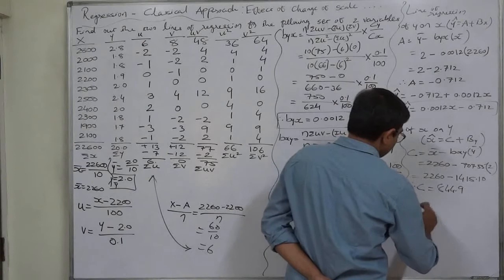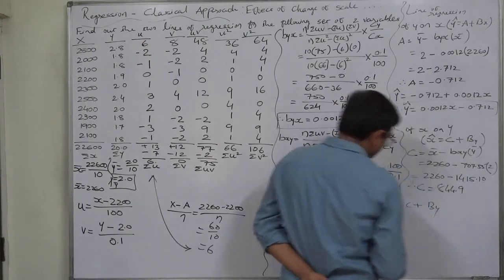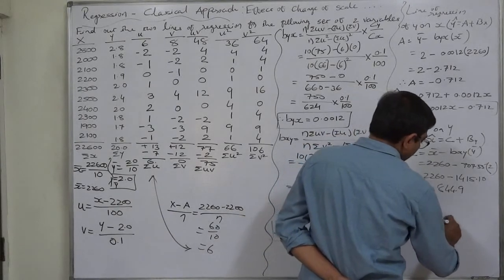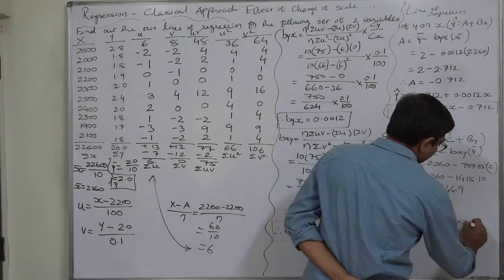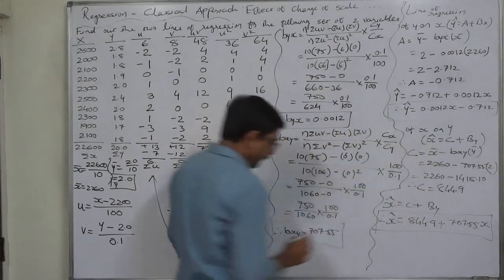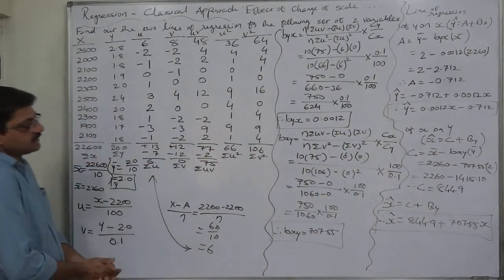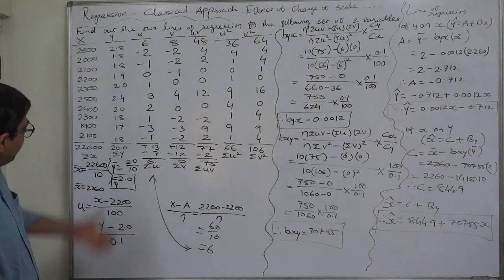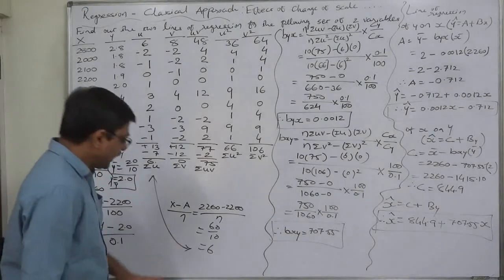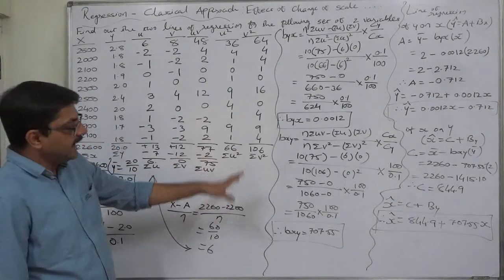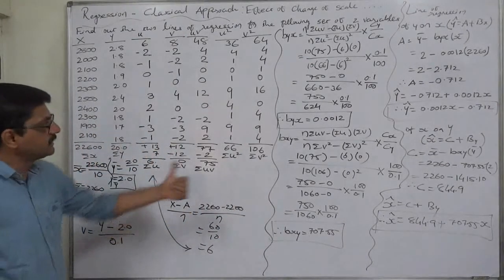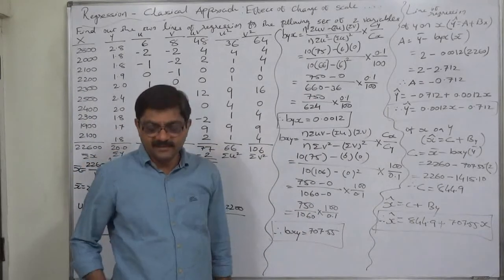X cap equals c plus by. Therefore, x cap equals 844.9 plus 707.55y. This is the line of regression of x on y. So this was the case where we used change of origin as well as change of scale. Be careful, study carefully this case and try to understand the reverse effect of the change of scale. That's it. Thank you very much.